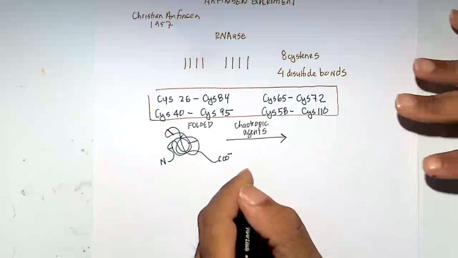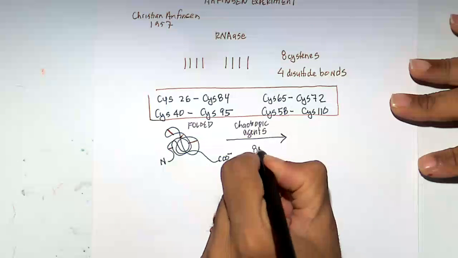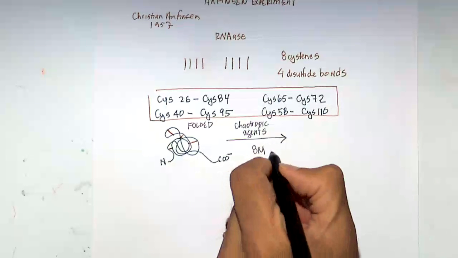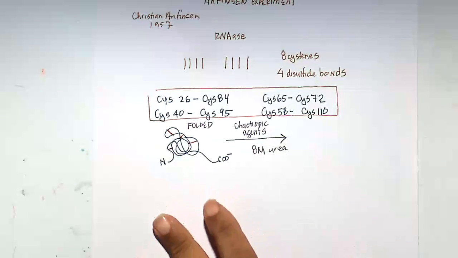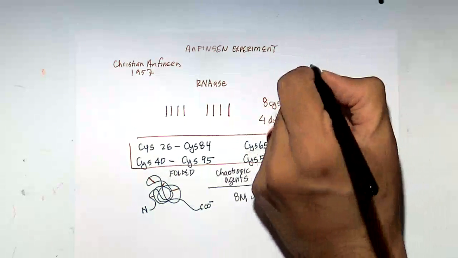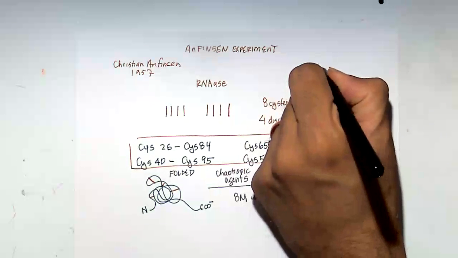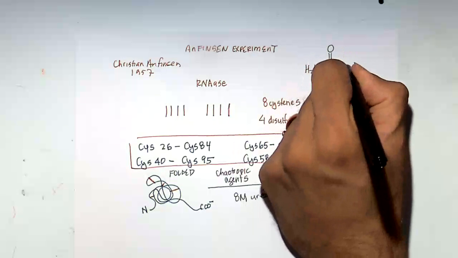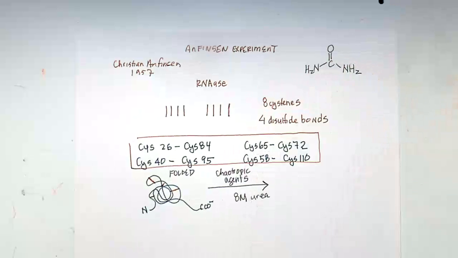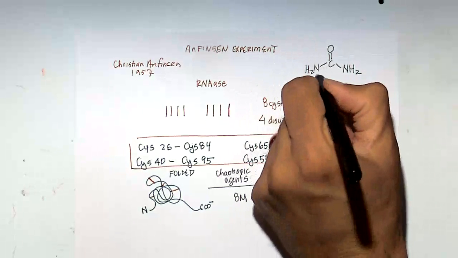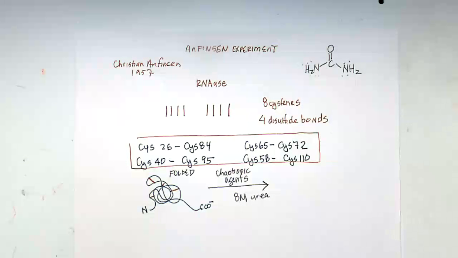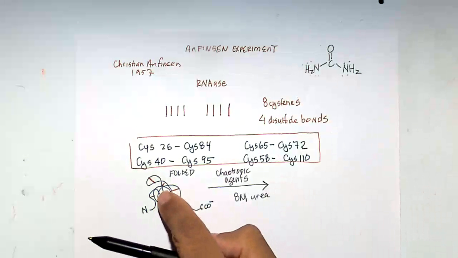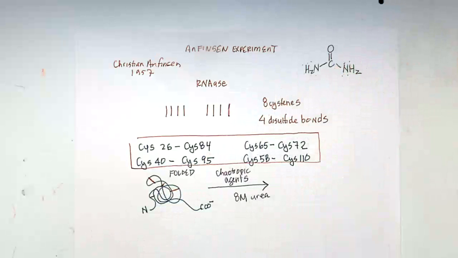Okay, so what are these chaotropic agents? One of them he added was 8 molar urea. Okay, do you know what urea does? It causes chaos. So what do we mean by chaos? If we look at the structure of urea, those NH groups really disrupt hydrogen bonding, because this has its hydrogen bonds.